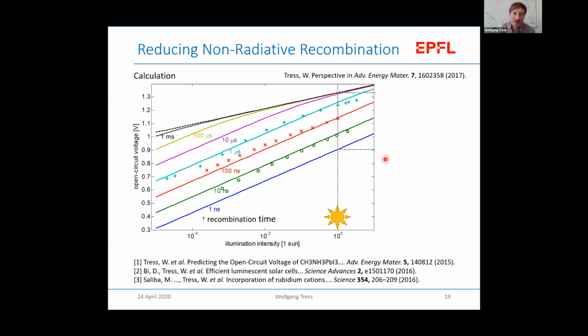And people try nowadays to use this design criterion to find novel optoelectronic materials.